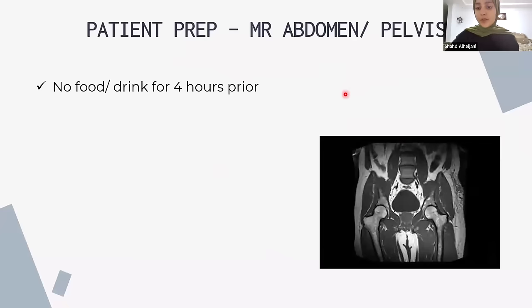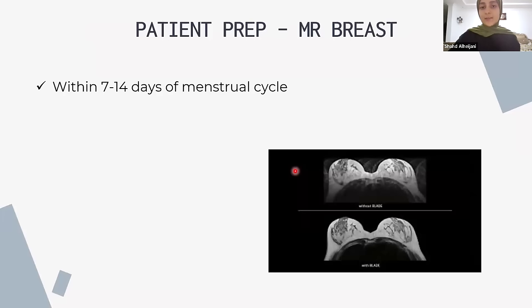MRI abdomen or pelvis. Now we talked about MRI for the bowel, talked about for the gallbladder and the pancreas. Now for the abdomen and the pelvis, again, NPO 4 hours prior to the study. And this is the image you can see. Again, this is not from your slides. This is just added so you can see the difference between this imaging and other modalities.